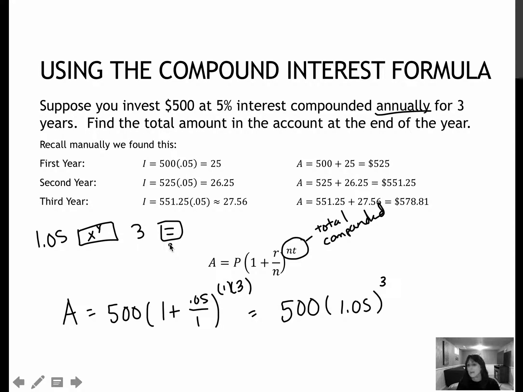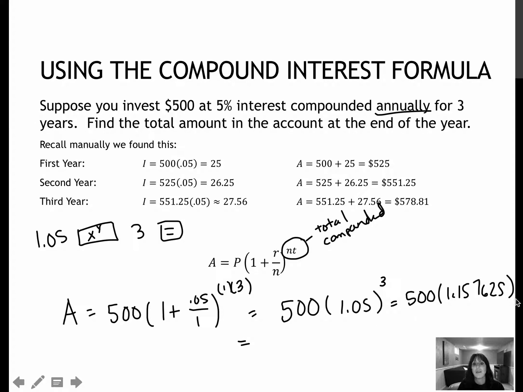When I do that, I get this very long decimal that looks like 1.157625, etc. Now, what I would encourage you to do is to leave that entire number in your calculator. A lot of people want to round this to the nearest tenth, nearest hundredth, nearest thousandth, whatever. Don't round in the middle of a question unless you absolutely have to.